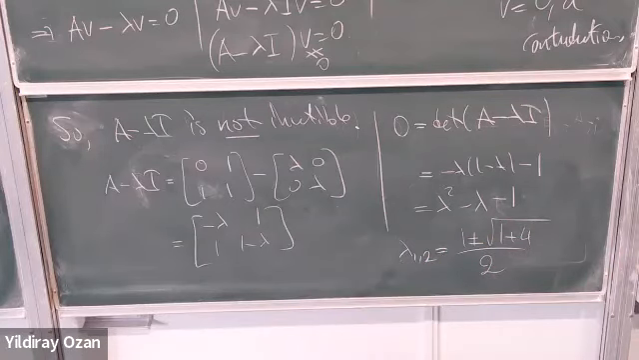Okay. So these are the eigenvalues of this matrix. What about eigenvectors? Could you give the definitions of eigenvalue and eigenvector? I gave last time.